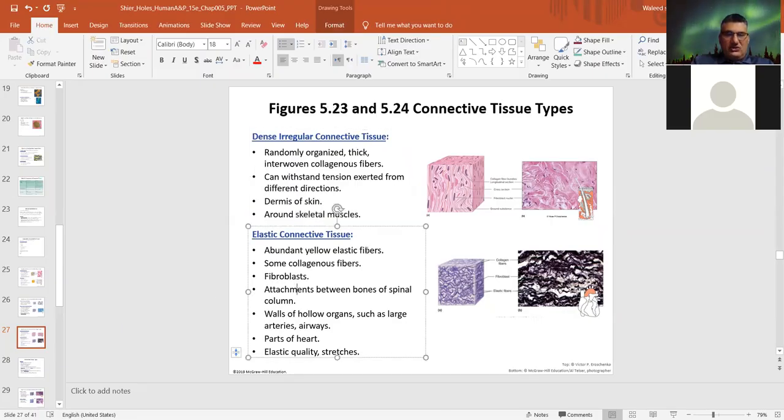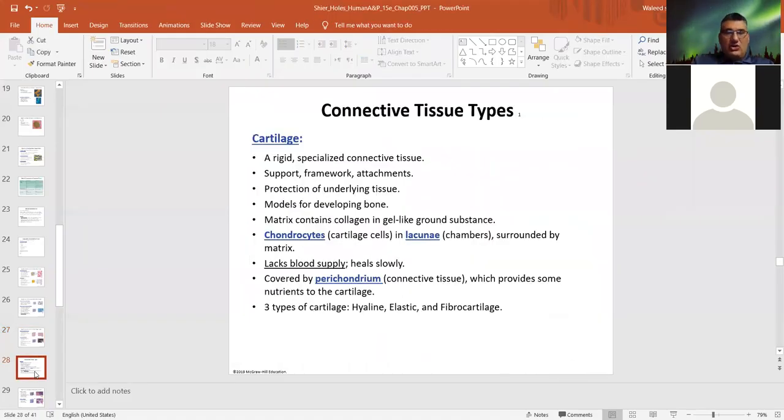Elastic connective tissue contains a lot of elastic fibers. And this is an attachment between something like the bones of the spinal column, the vertebral column. It's in the heart, around the arteries, the big arteries, around the whole organs in general. So you do need to know at least the location of each one of those.